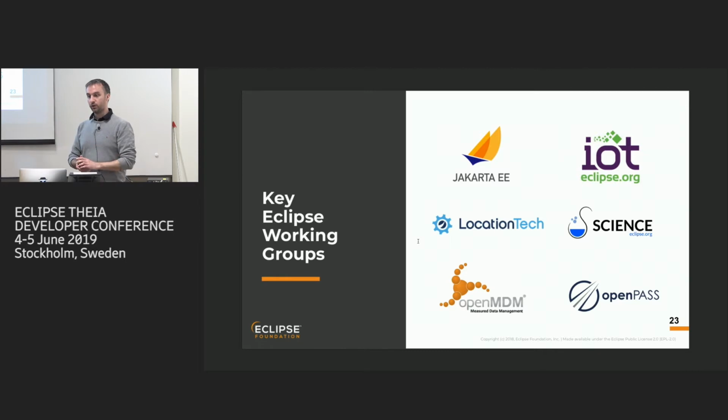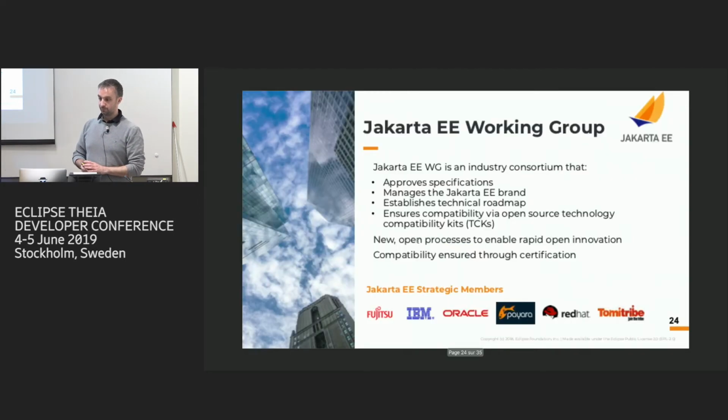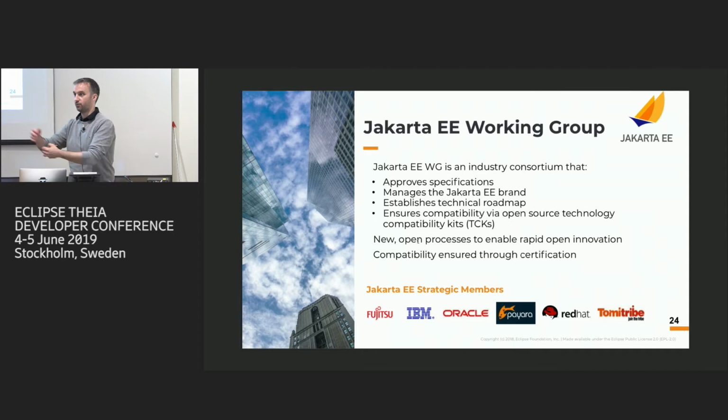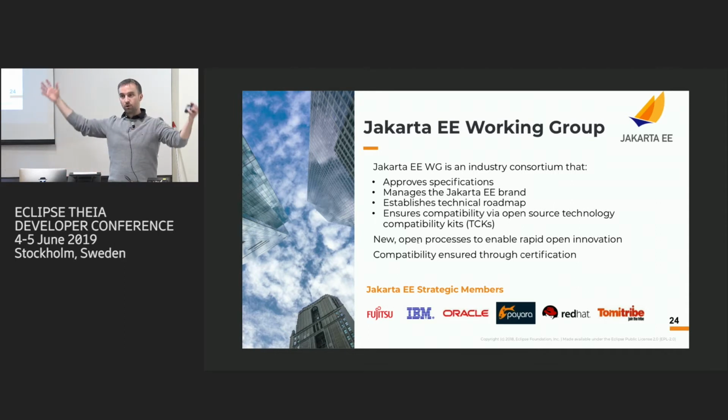So some of the working groups that have been created at the foundation are listed there. So Jakarta is actually a working group. We have some projects at Eclipse that are the migration of those projects from Oracle. So we have GlassFish, which has migrated to Eclipse GlassFish. We have JAX-RS, which is now Eclipse JAX-RS, and so on. And Jakarta is the working group that defines the strategy of all those projects at a wider, larger level.